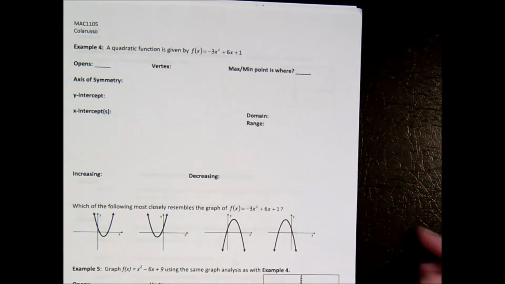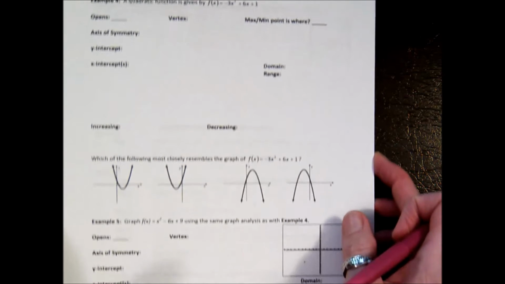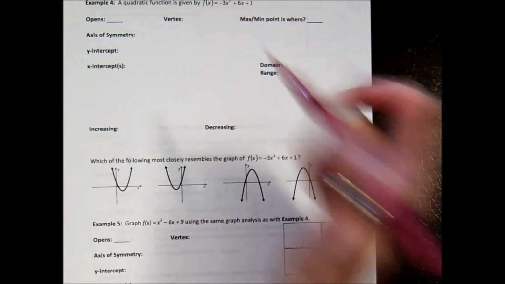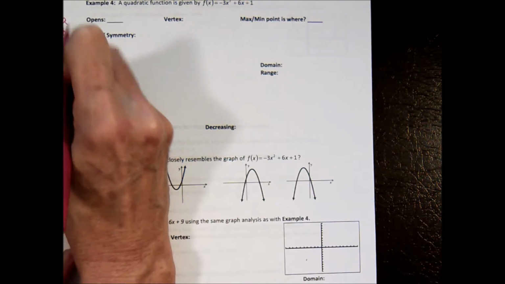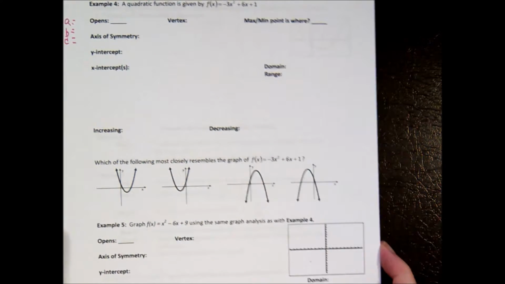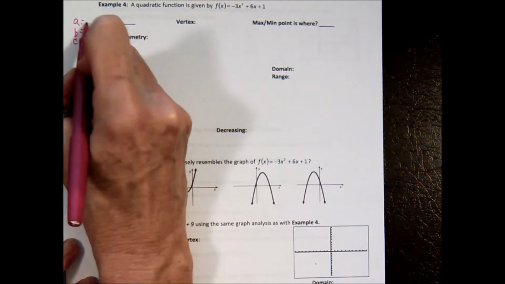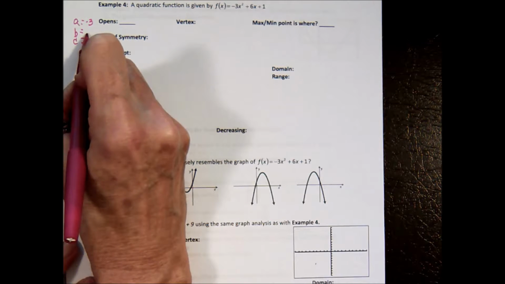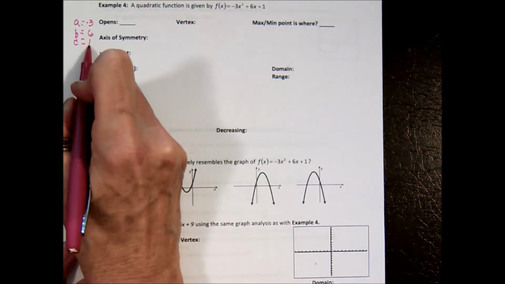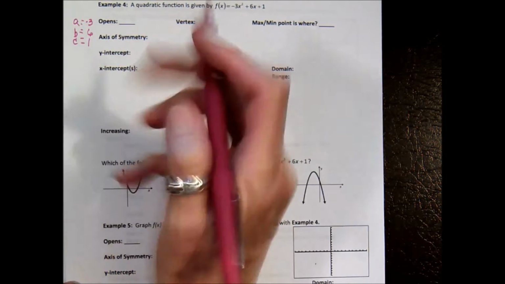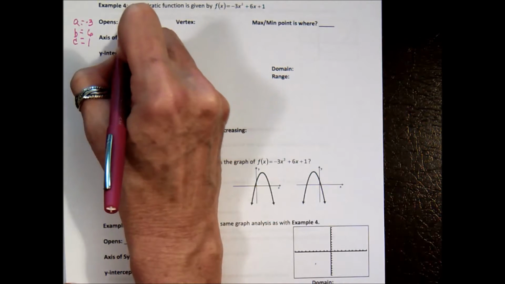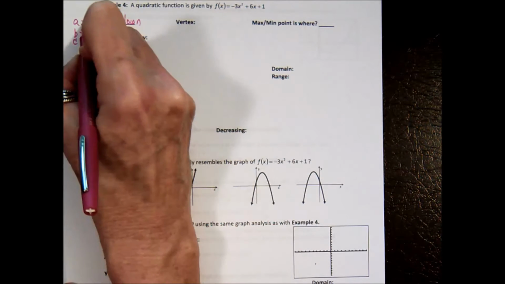Let's do another one like that, a little bit harder one. A quadratic function is given by f of x equals negative 3x squared plus 6x plus 1. I'm immediately going to list my a, b, and c because it is not in transformation form. So my a is negative 3, my b is positive 6, my c is positive 1. So my a is negative, so I know that it opens down because it's a negative 3.